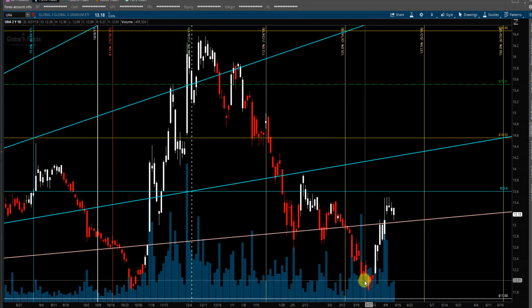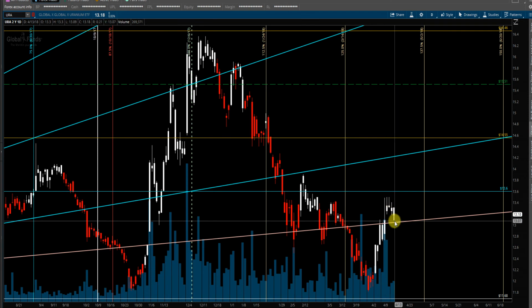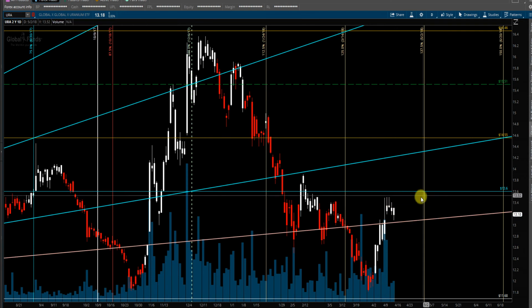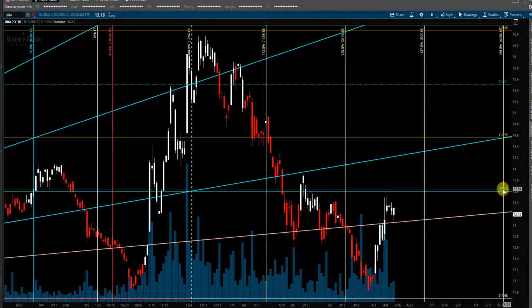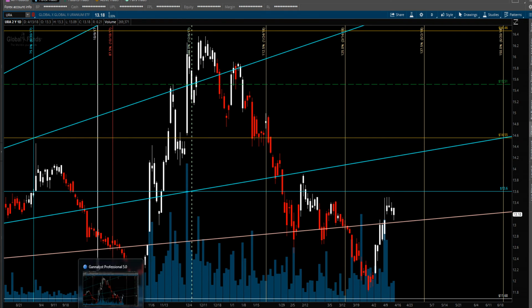Looking at the URA, we put a swing low on the 28th and got a nice pop. Got back above this angle. Next resistance is at 13.60. What else I want to show you? I want to make this video really quick.